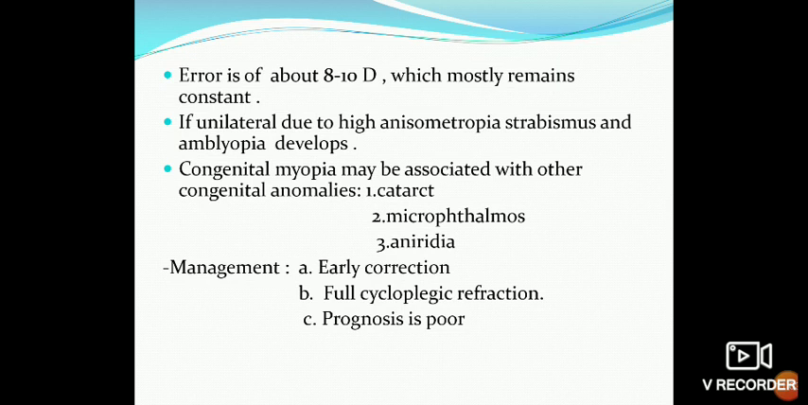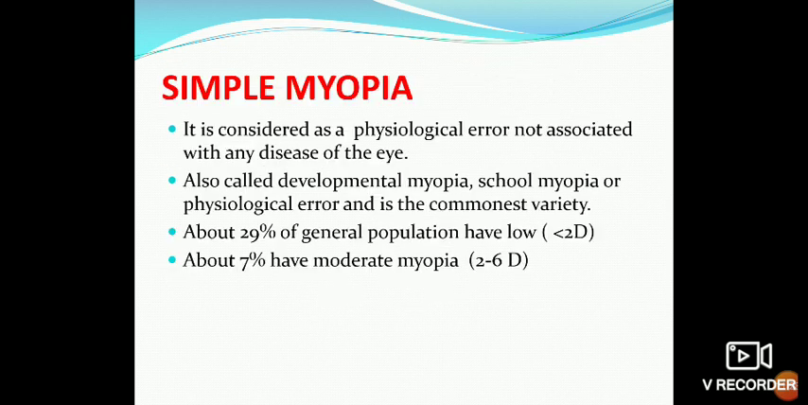Okay, and the correction given here is full cycloplegic refraction. Remember, cycloplegic. What is cycloplegic refraction? We will see later. Usually, if the condition is bilateral, prognosis is good. If the condition is unilateral, it usually leads to strabismus and amblyopia. So, prognosis is poor in unilateral conditions. Remember.